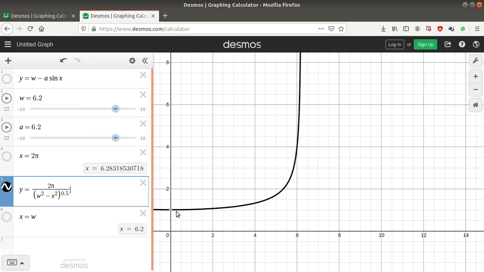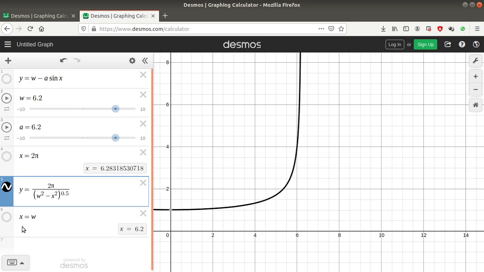If we see this graph, when my a value is 0, then it has a time period equal to 2 pi by omega, like a uniform oscillator. But as a increases, what's happening to the time period? The time period is increasing, and it goes to infinity.